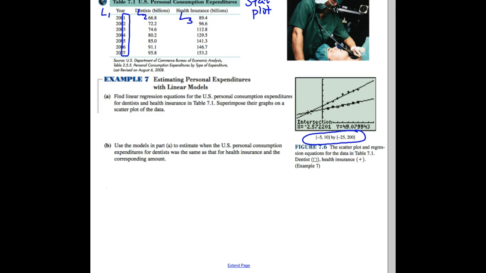I'm going to go from -5 to 10 by ones, and then from -25 to 200. You can just do 0 for your scales. X min, X max, Y min, Y max. Okay, everybody got it? Their picture? All right, we're going to go now and do a linear regression for each of those.